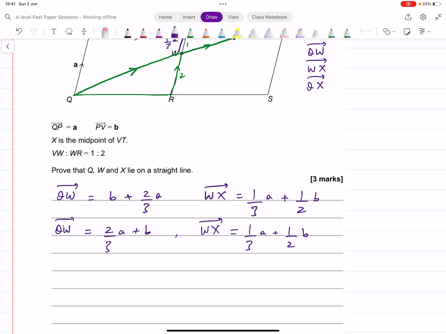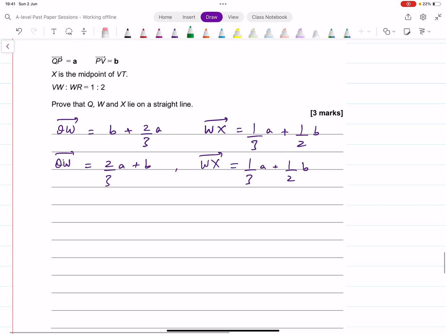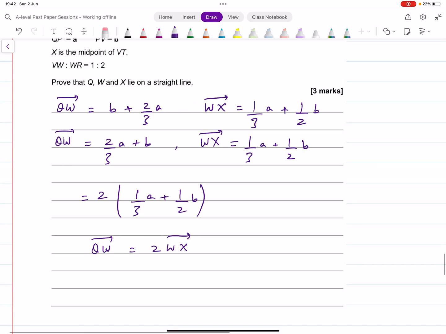Well, if you think about it, if I were to multiply WX by 2, I could get this first vector, right? QW can be written like this. If I take 2 common from this, it can be written as 1 over 3A plus 1 over 2B inside, and that's exactly what WX is. So we could say QW vector is 2 times WX vector. That means they have the same direction. Since we can write one vector as a multiple of the other vector, they are parallel vectors.